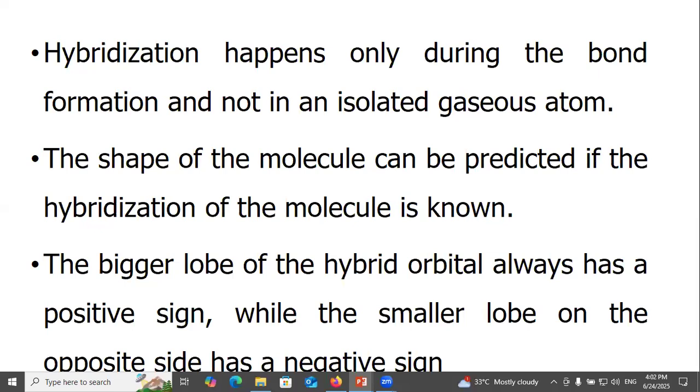Hybridization happens only during bond formation and not in an isolated gaseous atom. The shape of the molecule can be predicted if the hybridization of the molecule is known. The bigger lobe of the hybrid orbital always has a positive sign, while the smaller lobe on the opposite side has a negative sign.